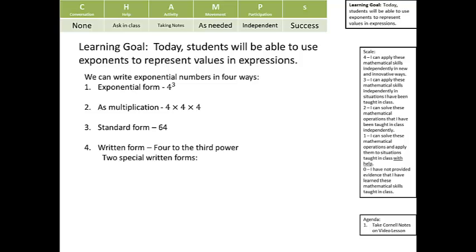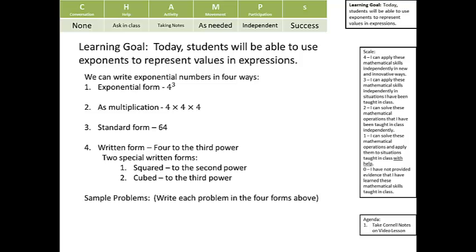There are 2 special written forms that we are going to talk about. One of them is when we use the word squared. So if we were to say 4 squared, what we would mean is 4 to the second power. Another special way of writing exponents is to use the word cubed. When we use the word cubed, if we had 2 cubed, that would mean 2 to the third power.